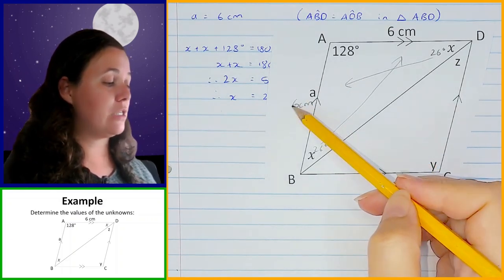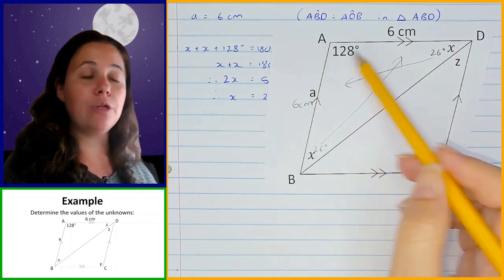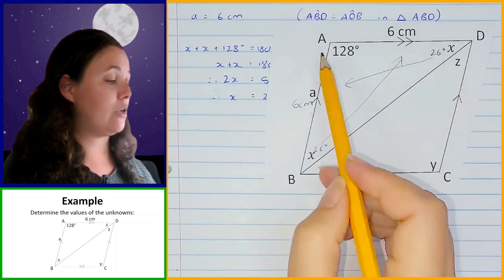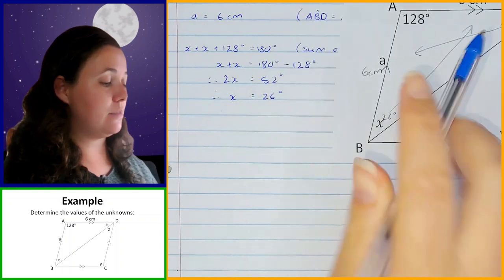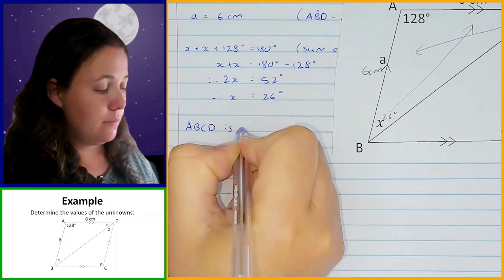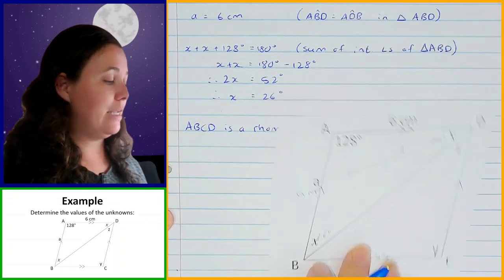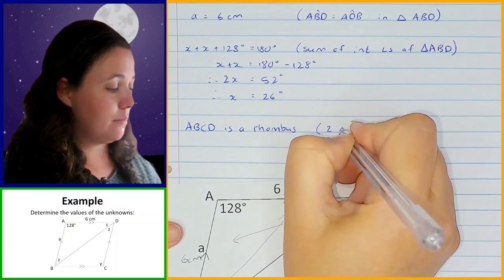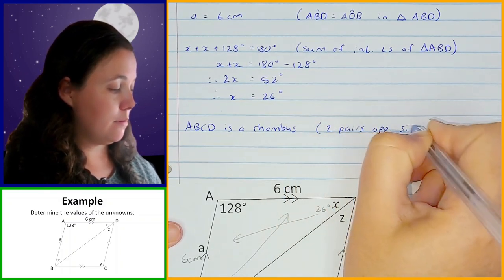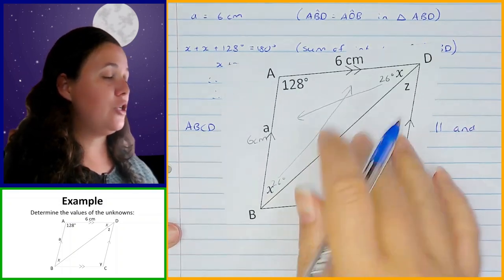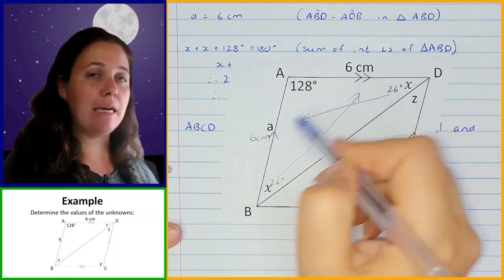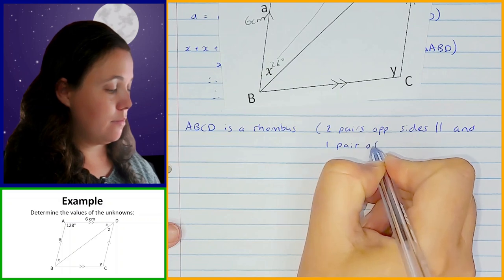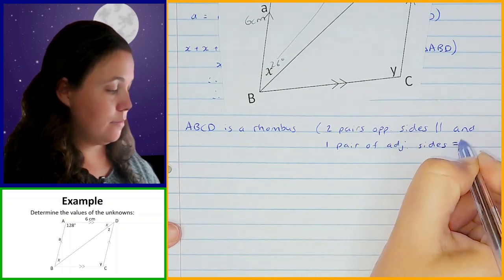Also, I have now worked out that this side is equal to that side, and they are both 6 centimeters, which means that those are adjacent sides. That means that this is not only a parallelogram, it is a rhombus. So now I can say that quadrilateral ABCD is a rhombus. And the reason I know that, first I had to prove that it was a parallelogram, and I could do that because I have two pairs of opposite sides parallel. And once I knew that it was a parallelogram, because I've got two adjacent sides that are equal to each other, I can then say it's a rhombus. So that is one pair of adjacent sides equal. So that's how I know that this is a rhombus.